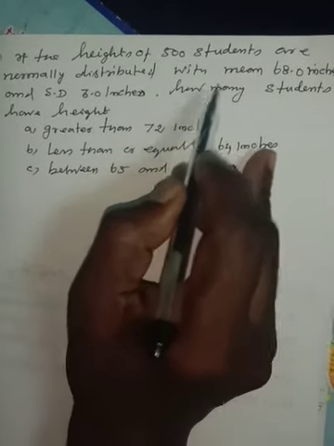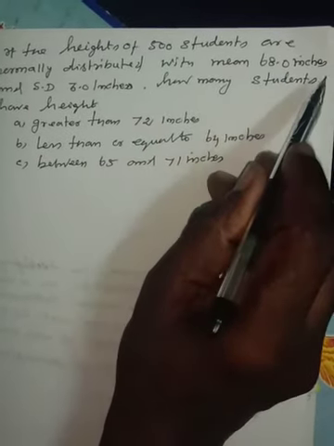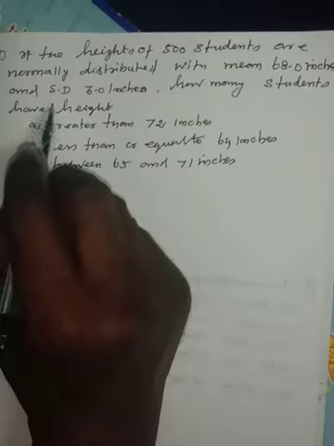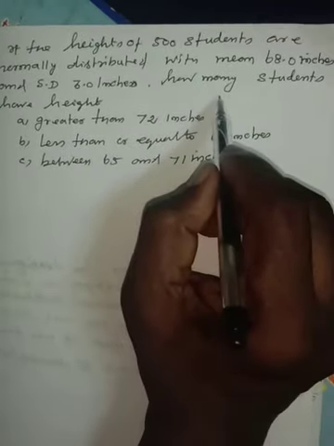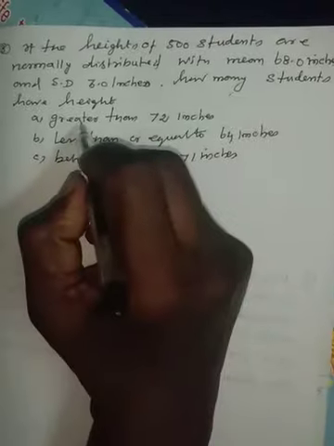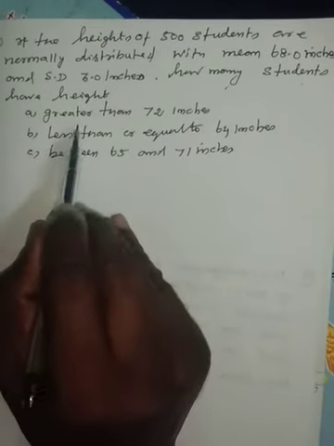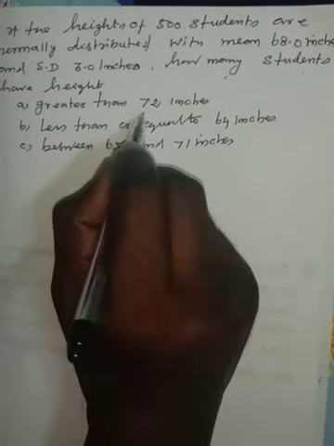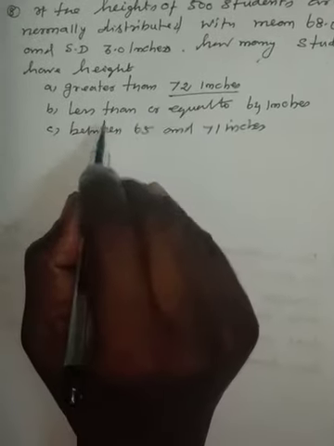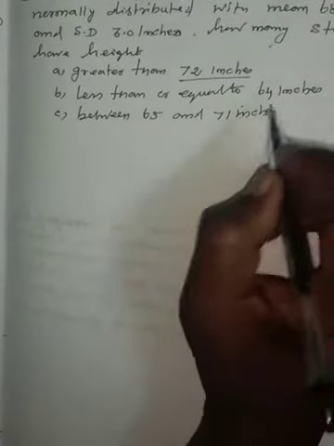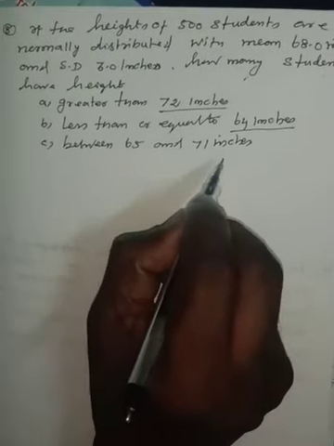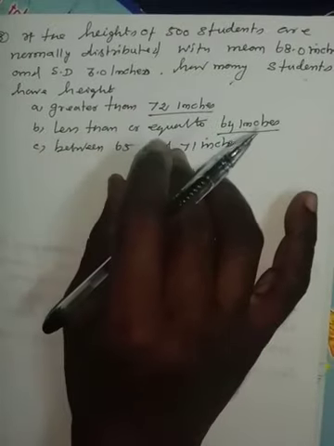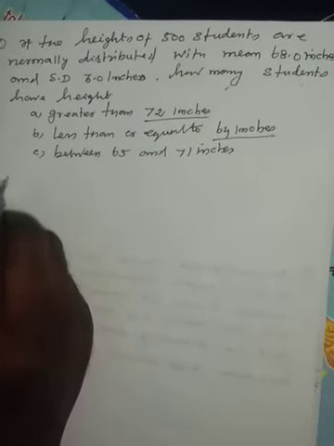If the heights of 500 students are normally distributed with a mean 68.0 inches and a standard deviation 3.0 inches, how many students have height: number 1, greater than 72 inches; number 2, less than or equal to 64 inches; number 3, between 65 and 71 inches. There are 3 questions.